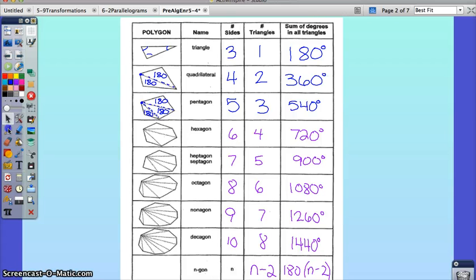So now if you had a 20-sided figure, you would know that n, the number of triangles I would have, would always be 2 less than that, so it would be 20 minus 2. And you could do 18 times 180 to figure out the sum of all the angles in a 20-sided polygon. Let's keep going with this then. Let's put this into action now.